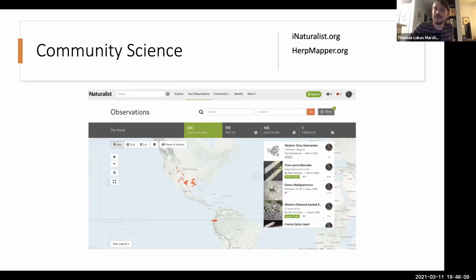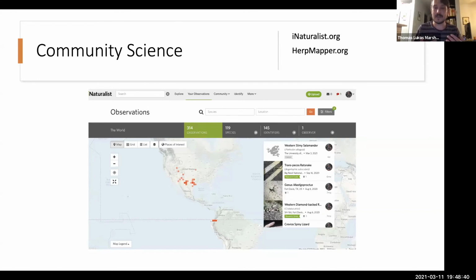So iNaturalist is a great website that allows you to document any types of life that you observe outdoors, from animals to plants to fungi. And herpmapper.org is specifically geared towards reptiles and amphibians. But this is a great way to provide information to scientists and people who are studying different types of organisms.